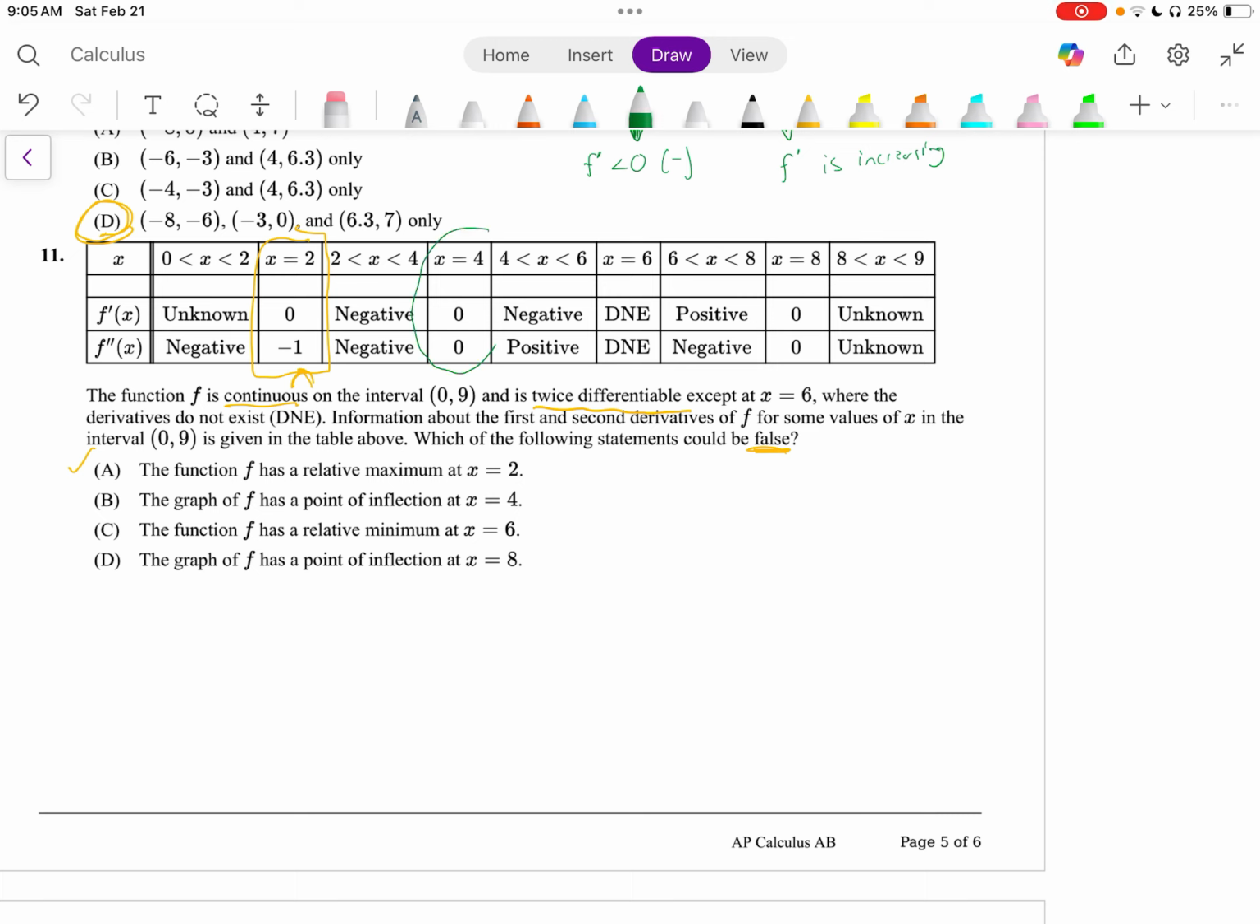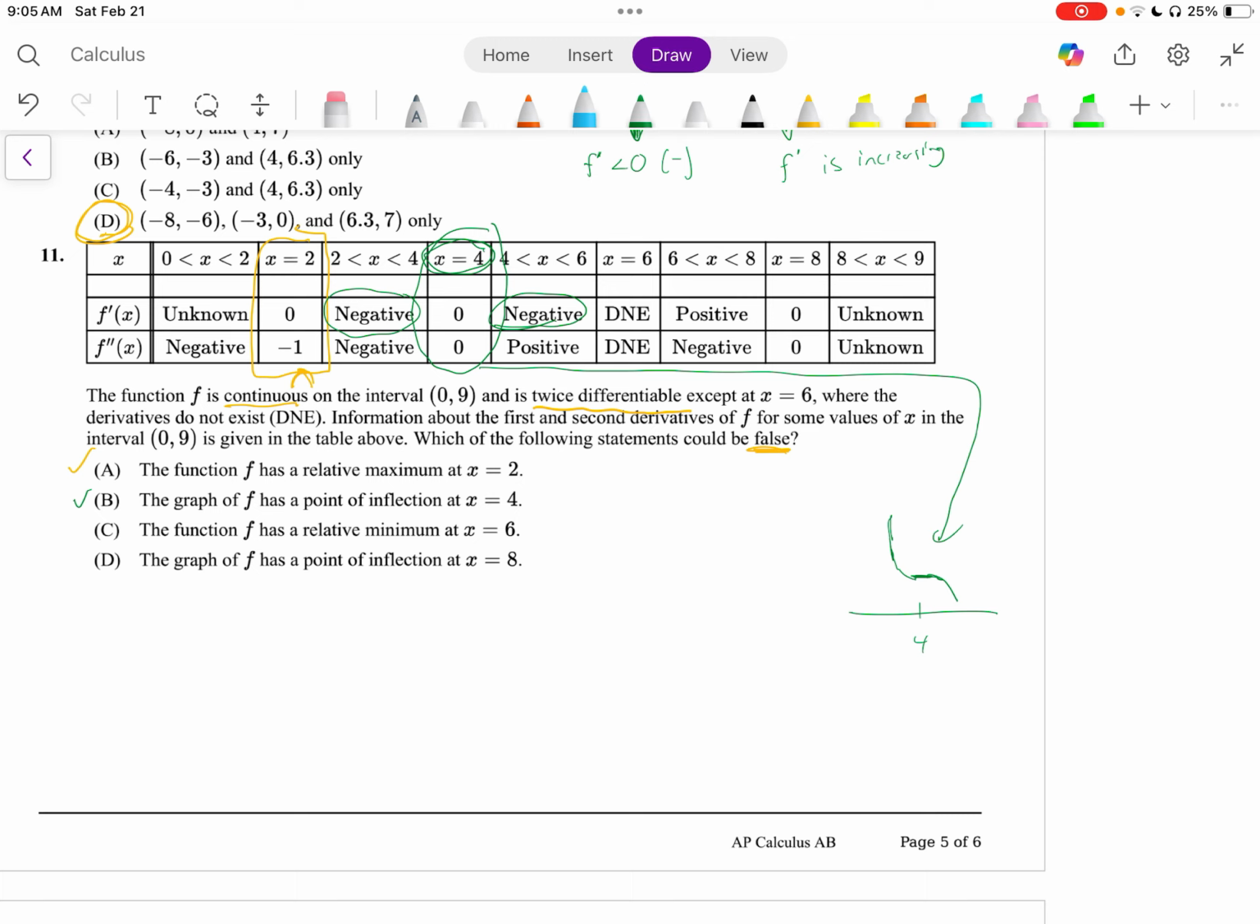The graph of f has a point of inflection at x equals 4. So let's look at x equals 4. The first derivative is 0, which means there's a critical number. The second derivative is 0, which means we can't use the second derivative test, so we need to look to the left and to the right of 4 at their slopes. At 4, we know we have a horizontal tangent line of 0. It says the slope to the left is negative. The slope to the right is also negative. And so we see that has to be a point of inflection. So B is true.